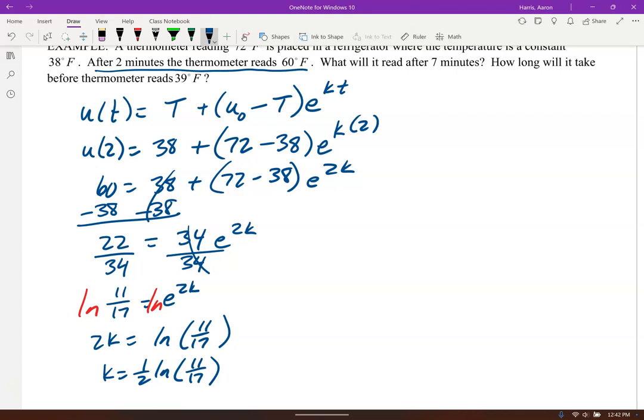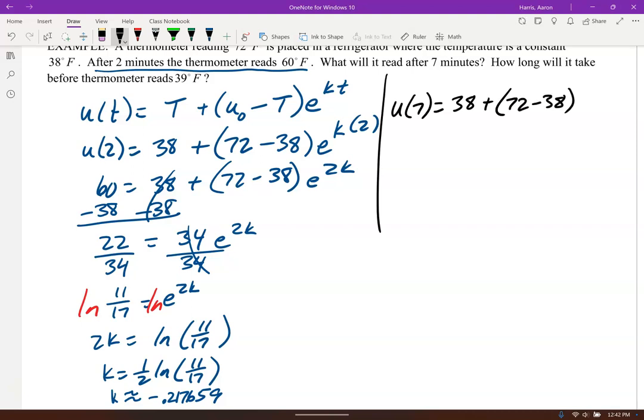Let's see, what is ln of 11 17ths divided by 2? So about negative 0.2176590356, but I would at least take it to that k right there. Now the question is, what will it read after 7 minutes? The refrigerator is 38 degrees. It'll eventually be 38 degrees. It starts at 72. Now I have my k, 1/2 ln of 11 17ths, and I'm solving for t. No, I'm not, I'm sorry. I am plugging in 7. There we go.